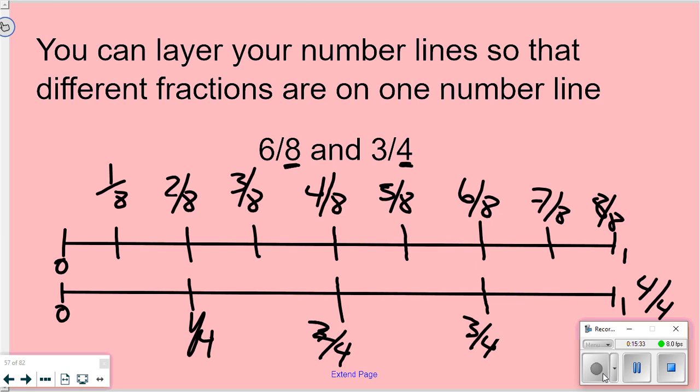So we're going to spend some time talking and looking at fractions that are different, that are on the same number line. This is like the trickiest part of fractions. Everything else that we've done so far, you guys are doing great. This is where it can get a little tricky because we've got different fractions happening on the same number line, that layering piece.